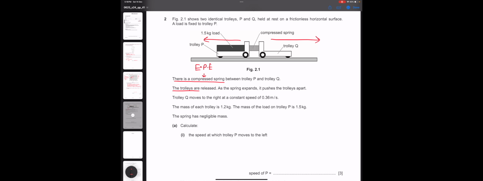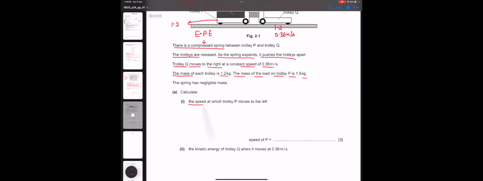So, they're mentioning that as the spring expands, it pushes the trolleys apart. Trolley Q moves to the right at a constant speed of 0.36 meter per second. So, the mass is 1.2 and it is moving 0.36 meters per second. The mass of each trolley is 1.2. The mass of the load on the trolley P is 1.5. So, the mass of this trolley is 1.2, but the mass of the load is 1.5. So, the combined mass is 2.7. Alright, now calculate the speed at which trolley P moves to the left.